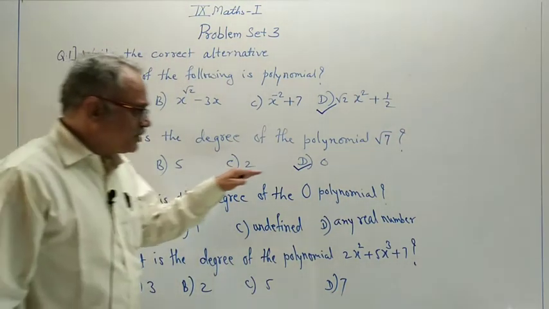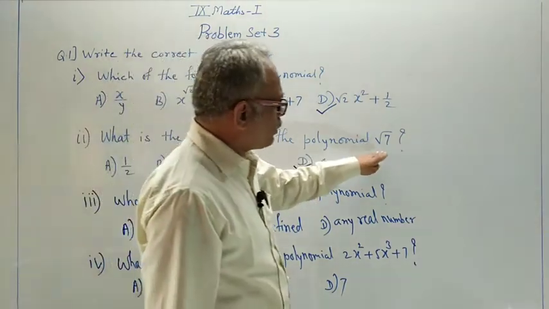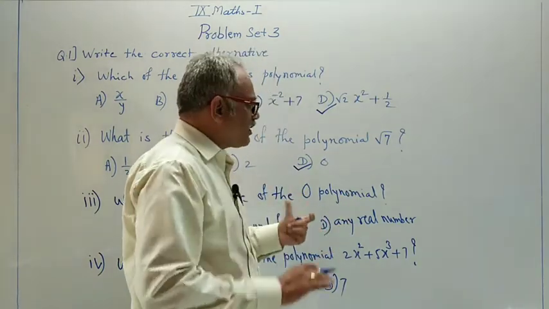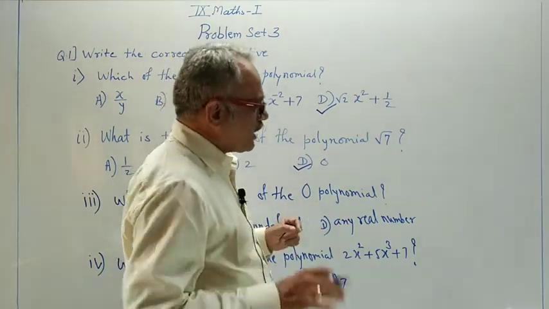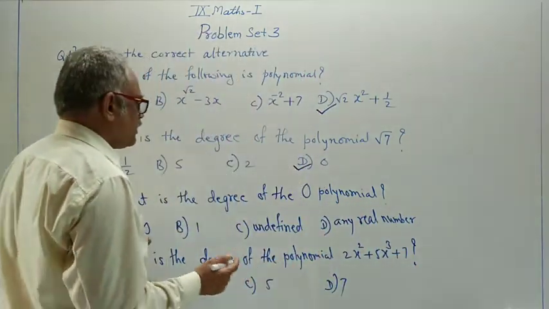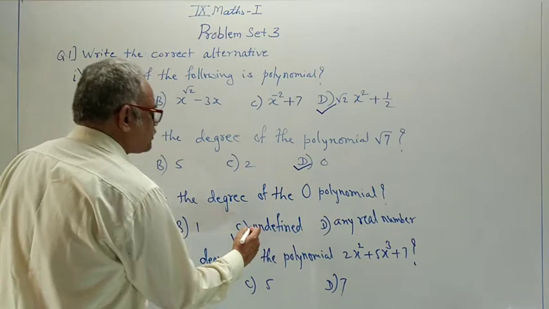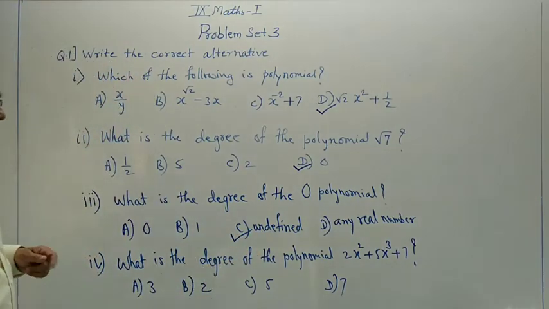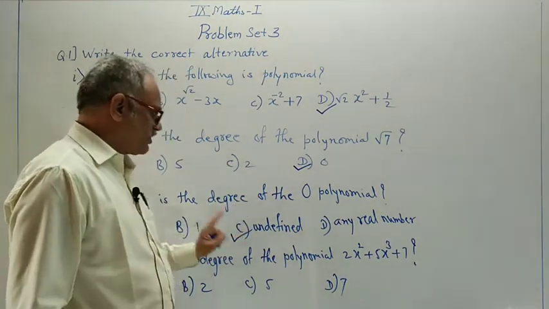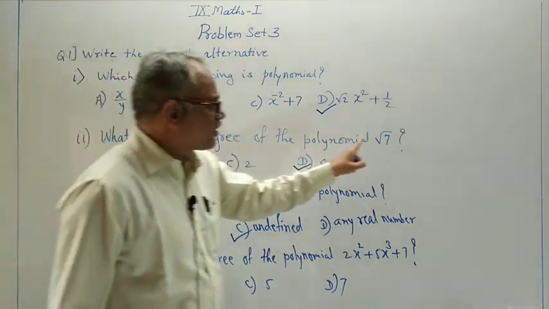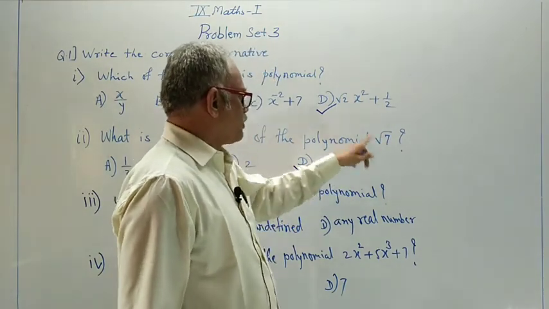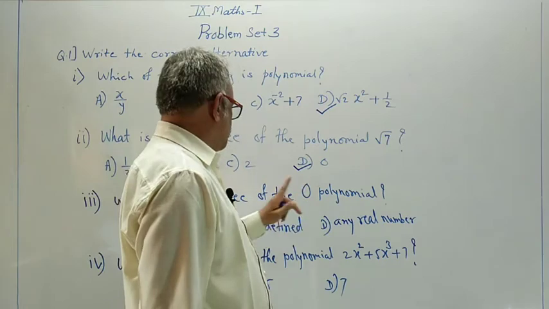What is the degree of the zero polynomial? Although all non-zero constant terms have degree 0, for 0 we cannot define the degree, because 0 can be written as 0 into x, 0 into x square, 0 into x cube, any power. Therefore it cannot be defined, so it is called undefined. The degree of the zero polynomial is undefined, and the degree of any non-zero constant is 0.